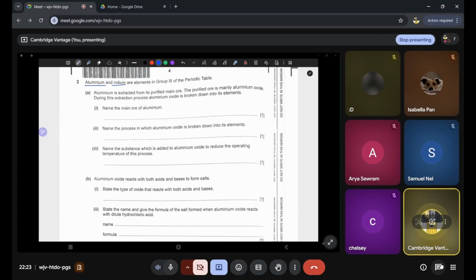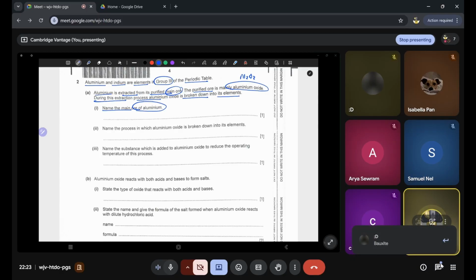Aluminum and indium are metals in group 3 of the periodic table. Aluminum is extracted from its purified main ore. Purified ore is mainly aluminum oxide, which we know is Al2O3. Yeah, that's fine, Samuel. All right. During this extraction process, aluminum oxide is broken down into its element. Name the main ore of aluminum. So, what is the name of an aluminum ore? Yeah, Leah, you are correct. It should be bauxite. Definitely do not write Al2O3 over here. That's the formula. That's not the name of the ore.